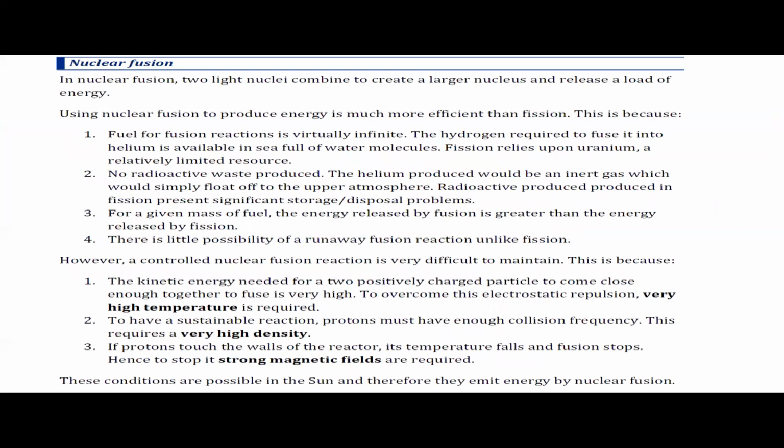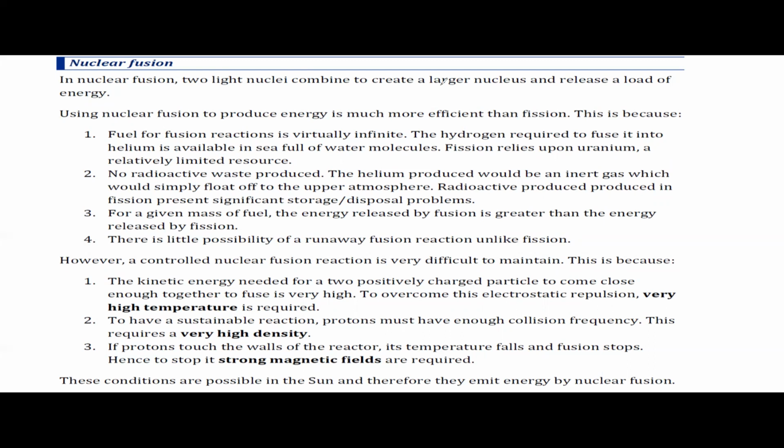And what happens in a fusion reaction? In a fusion reaction, two lighter nuclei combine together and create a larger nucleus, and it also releases energy. So both nuclear fission and nuclear fusion are exothermic, both release energy. Using nuclear fusion to produce energy is much more efficient than fission. What is the reason for that? Because the fuel for the fusion reaction is virtually infinite, like we have an infinite number of hydrogen and helium atoms.